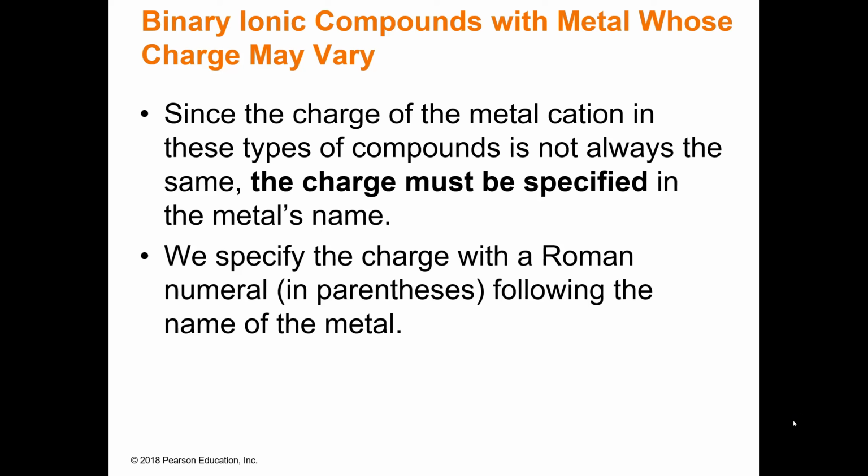When a metal can have more than one possible charge, like copper or iron, you must specify which one is present in the compound. For example, FeCl2 and FeCl3 are both iron and chlorine, but they're different compounds. Their names must reflect that difference.